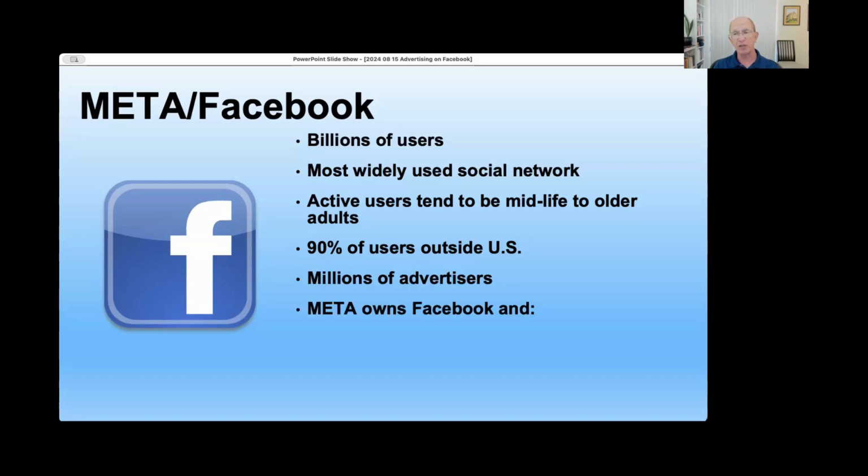Meta owns Facebook and a few other things. They own Instagram, they own Messenger, and they own something called WhatsApp. Instagram tends to be used by a younger demographic audience than Facebook, and so Facebook and Meta give advertisers and marketers the ability to reach a wide demographic, billions of users, lots of people internationally. It's just an amazing platform and why everybody in the world likes to advertise on it.